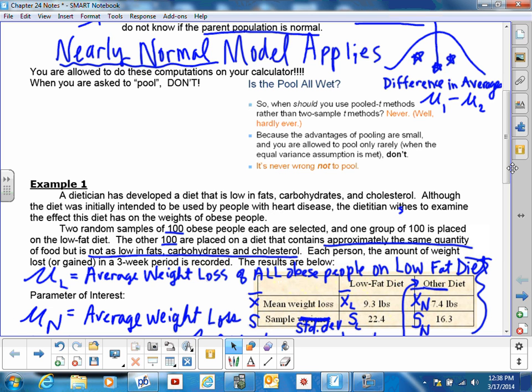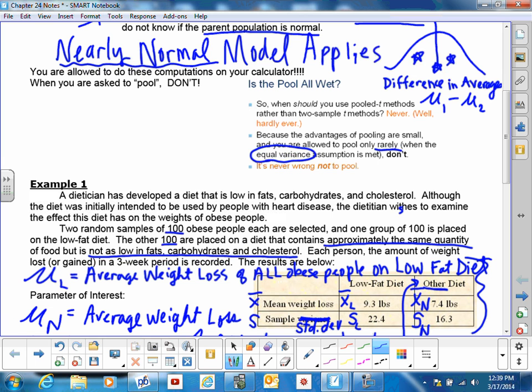You are allowed to pool. You could be a little more accurate if your standard deviations were the same. Meaning, if you had equal variance, then you could be a little more accurate in your estimation. But that would mean our standard deviations would have had to have been the same. Were our standard deviations the same? No. They rarely are the same. You rarely have the same standard deviations, so we pretty much don't pool.